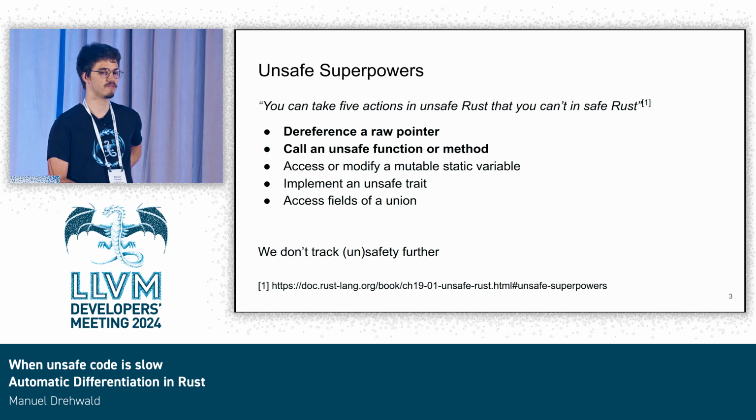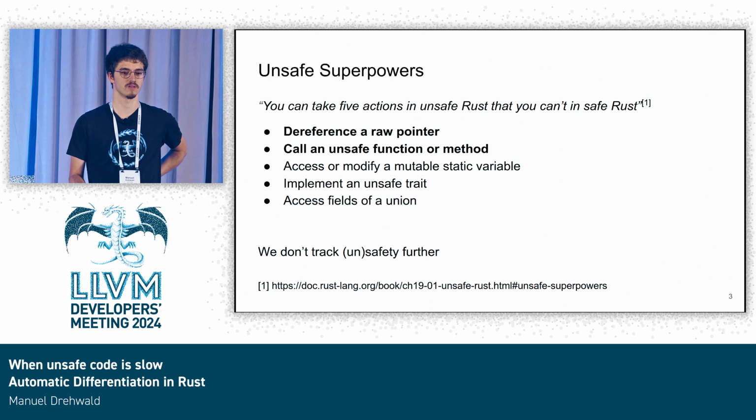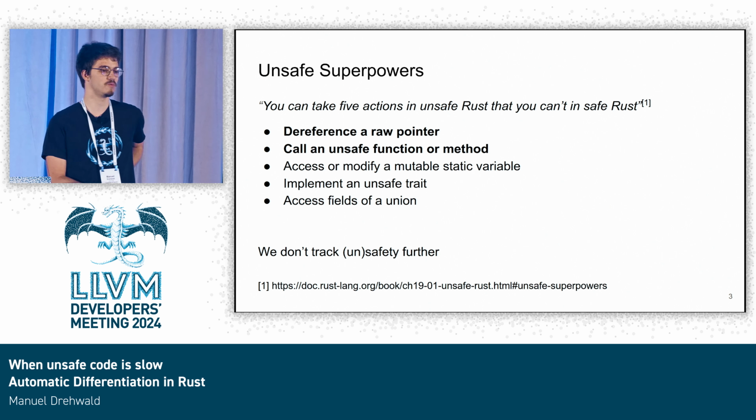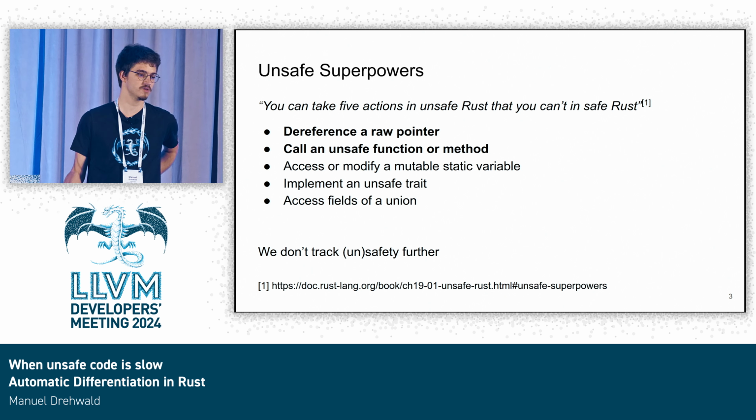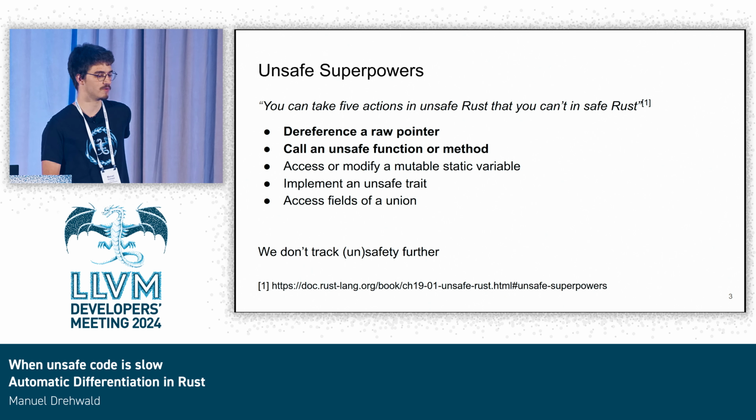Unsafe Rust allows you to dereference a raw pointer. That's pretty much basic C style. We usually don't really use raw pointers. That's more a thing of FFI, if you want to call into other languages. But there might be some application for it, right?